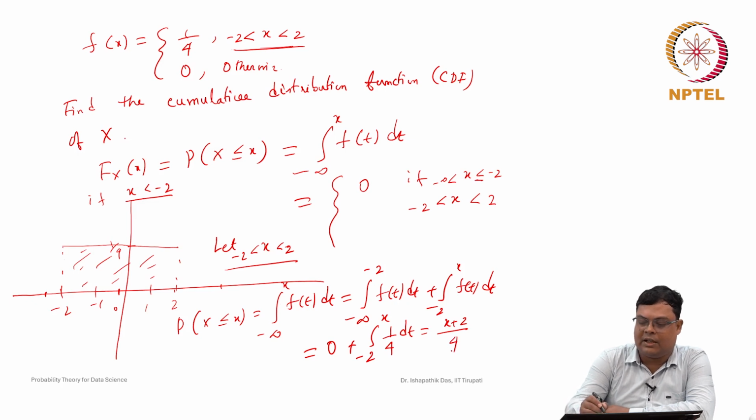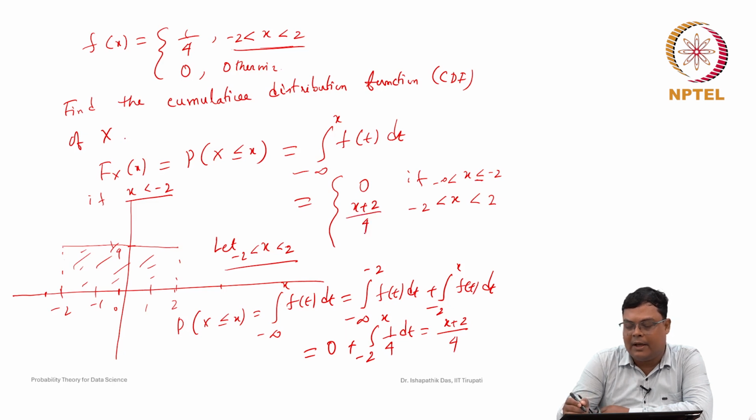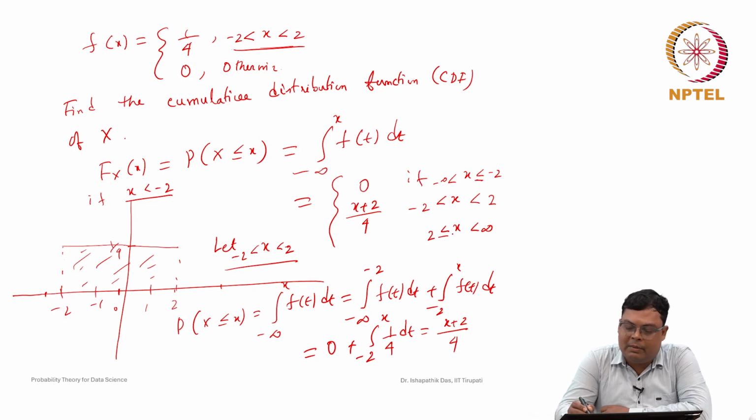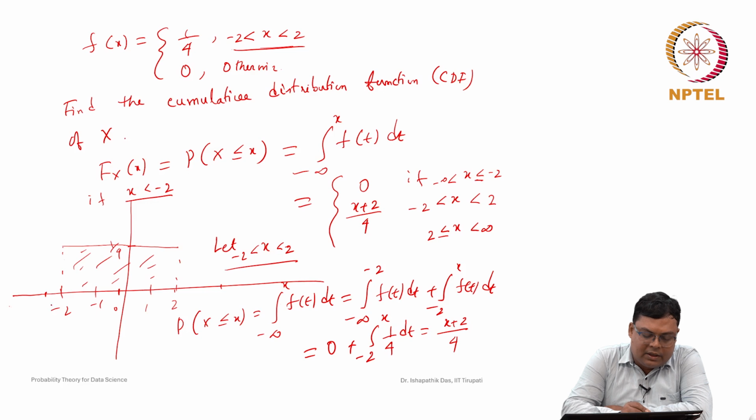So, that is why, whenever it is inside this interval, x plus 2 by 4 is the cumulative distribution function. Now, whenever x is greater than or equal to 2 and less than infinity, what will be this value? You will break the integration: from minus infinity to minus 2 it is 0, from minus 2 to plus 2 the integration will be 1, and from 2 to x the integration will be 0. So, that is why this will always be 1.